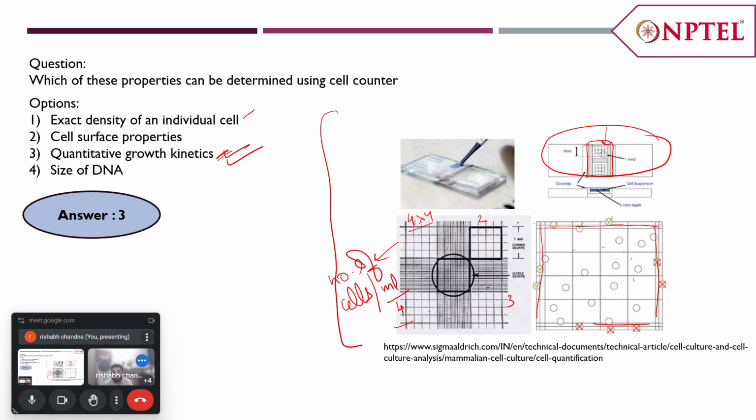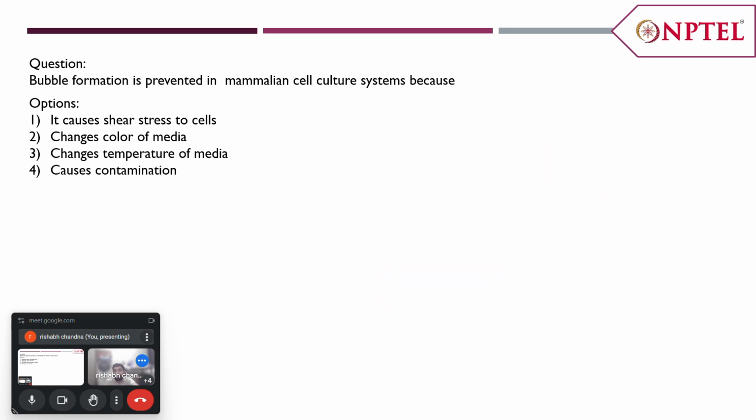Okay, if not, then we'll move on to the next question. So, bubble formation is prevented in mammalian cell culture systems because it causes shear stress, changes color of the media, changes temperature of the media, or causes contamination. Okay, any more answers?